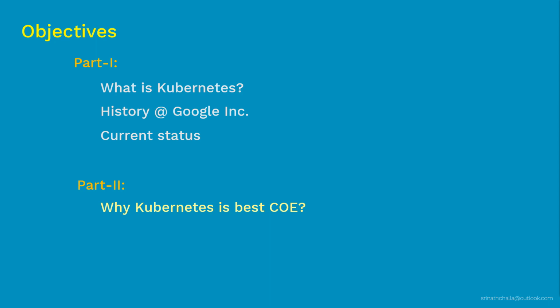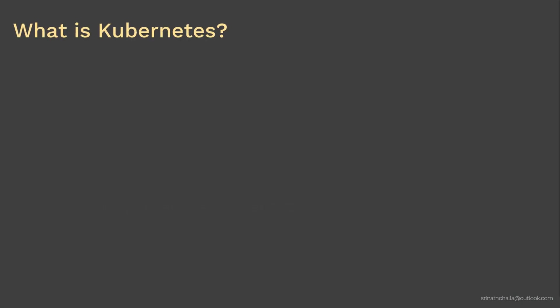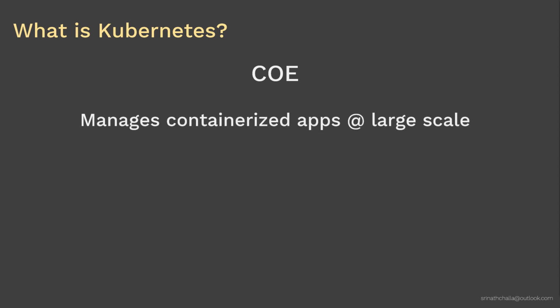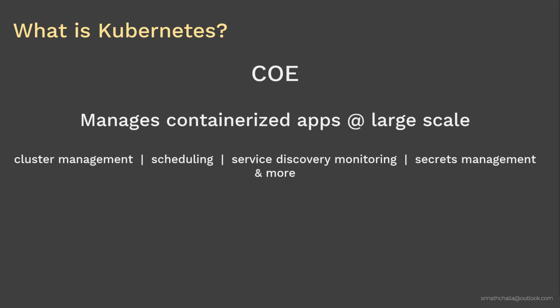So with that, let's get started with our first part 1, and that is, so what is Kubernetes? Kubernetes is an open source container orchestration engine to manage containers at a large scale. Kubernetes will provide all the features needed to run Docker or Rocket-based container applications, including cluster management, scheduling, service discovery, monitoring, secrets management, and more.